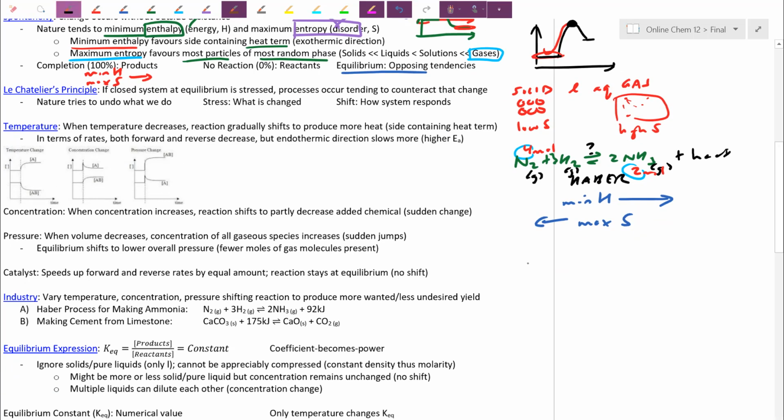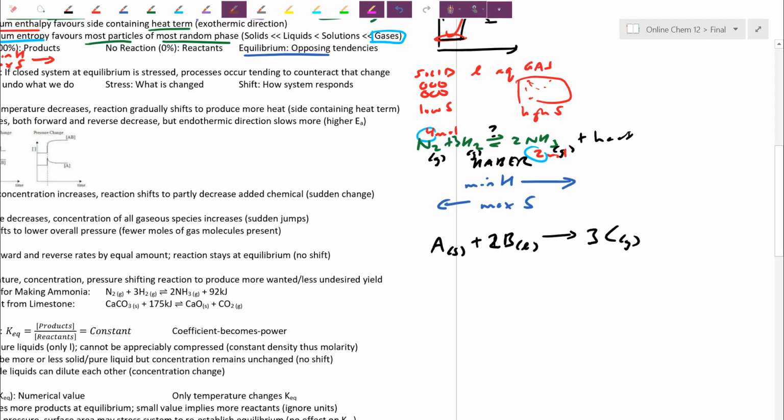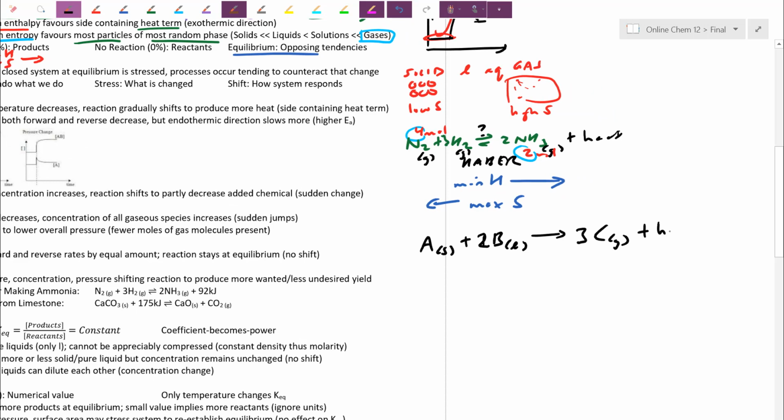Let me see if I can give you a question here. Let's take a solid plus 2B as a liquid, going forwards, becoming 3C as a gas. And then I'm going to put the heat term over here. They could ask you a particular direction. So we could answer our way.